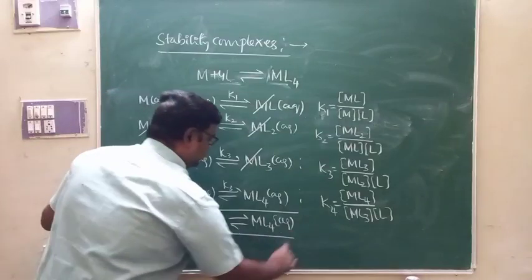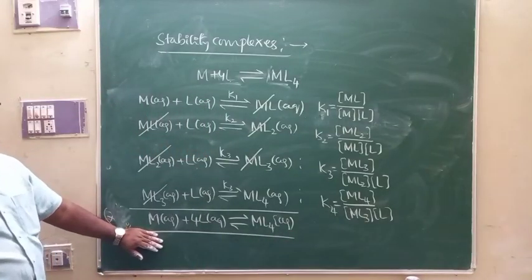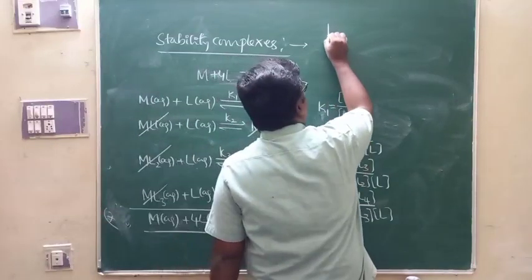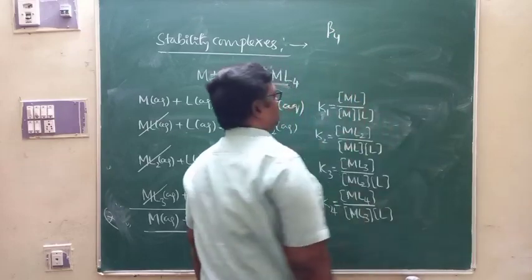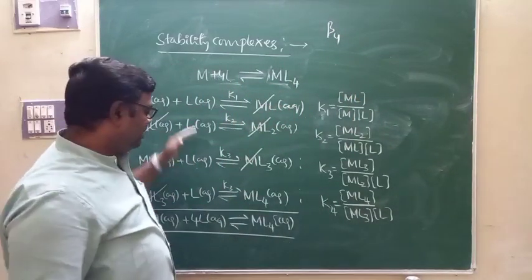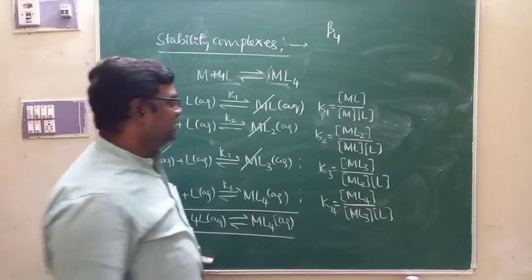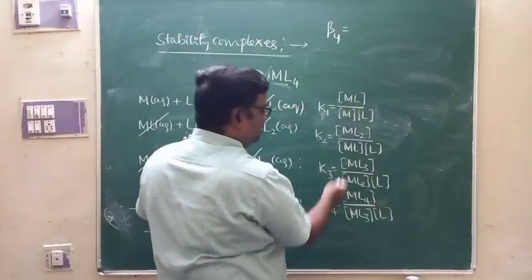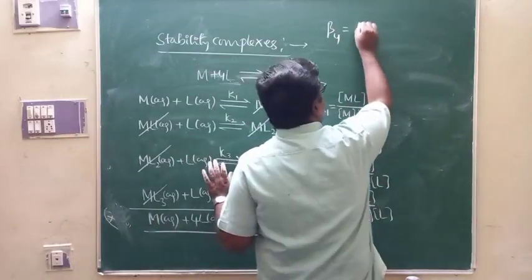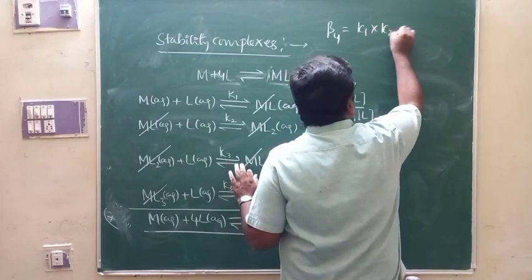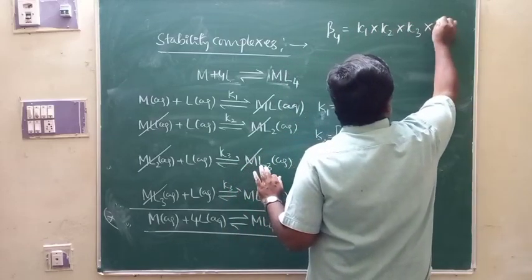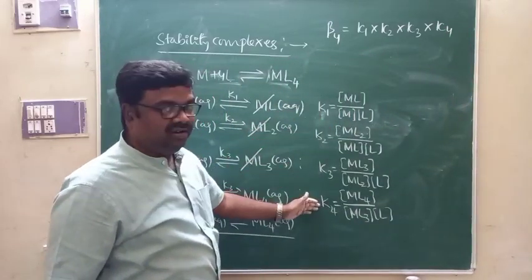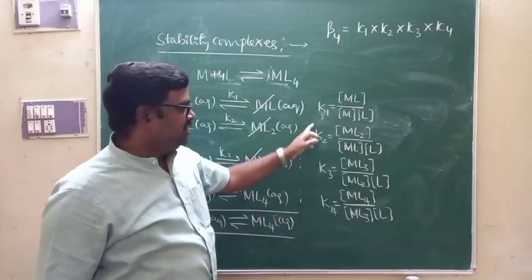If I write the overall association constant of this particular reaction, it is given by beta 4, because we have 4 steps. The overall association constant of that final reaction is equal to the product of all stepwise association constants, that is K1 into K2 into K3 and of course K4. If you multiply K1, K2 and K3, this is the LHS: K1 into K2 into K3.